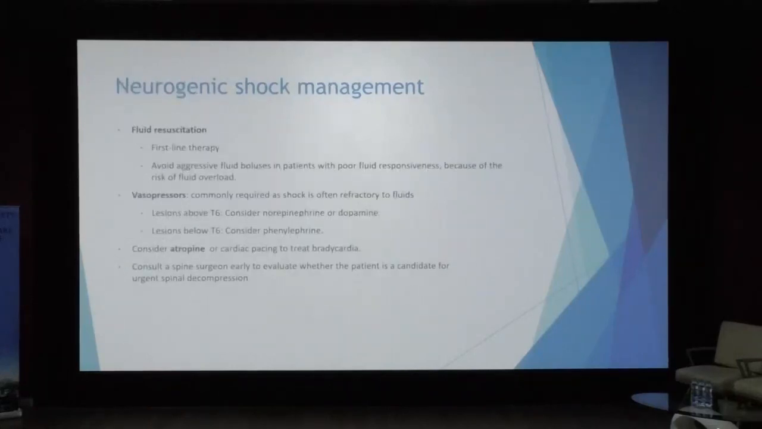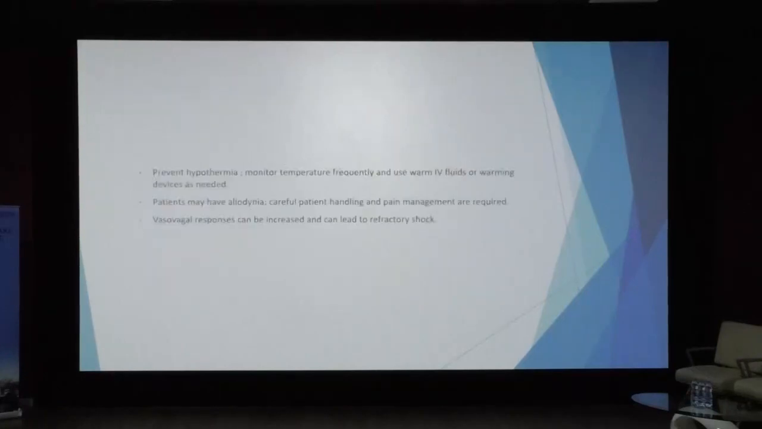Neurogenic shock: see what problem the patient has, because the topic is the approach to shock. If the patient has a lesion above T6, we give norepinephrine; below T6 we give phenylephrine; and if the patient has bradycardia, maybe atropine is required. Important is whether we are able to fix the spine early or not.